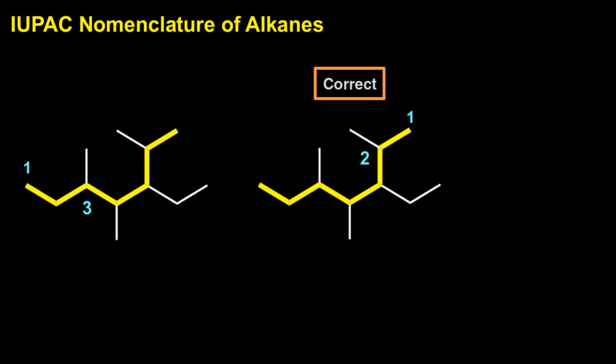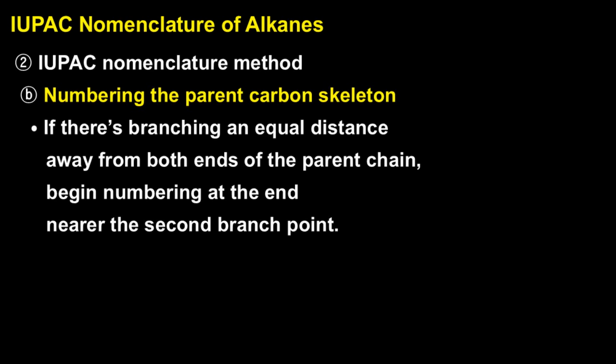Now, in the correct example on the right, we start from the rightmost carbon. This way, the first substituent shows up at the lowest number possible. The result? A cleaner, more efficient name that follows the rules. Using this approach helps us come up with a consistent and universally recognized name for the molecule.